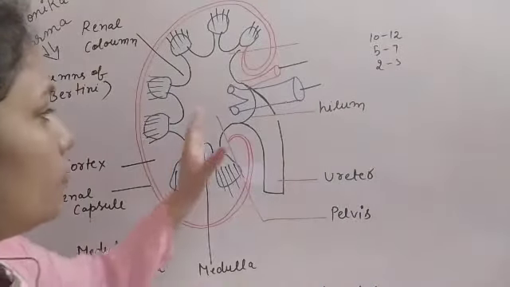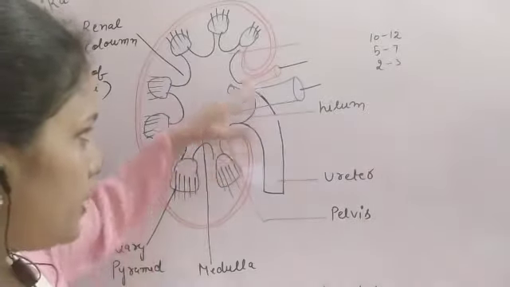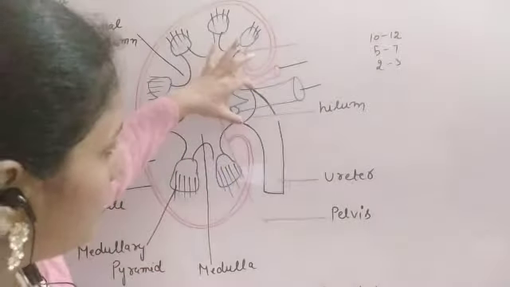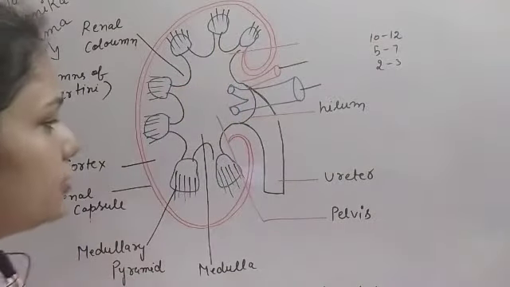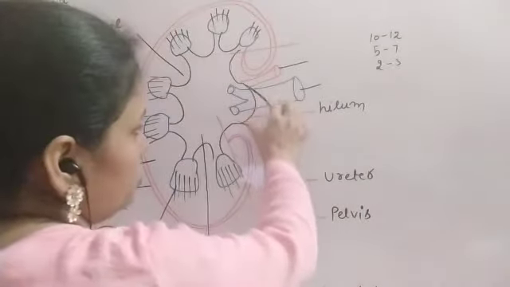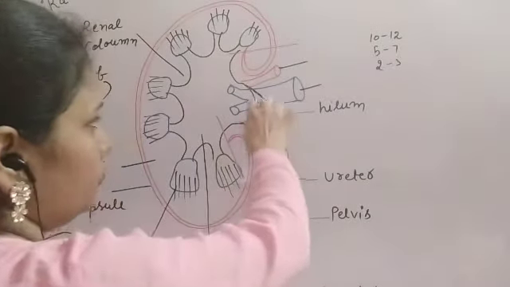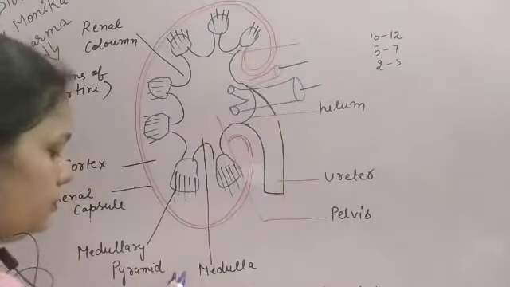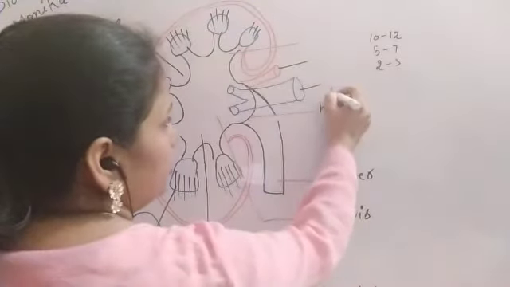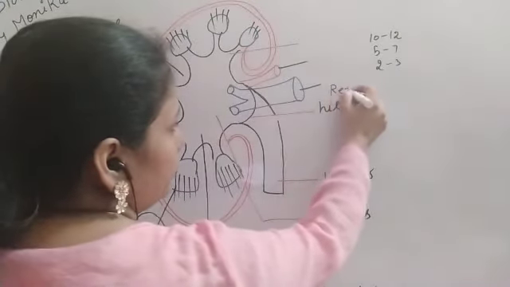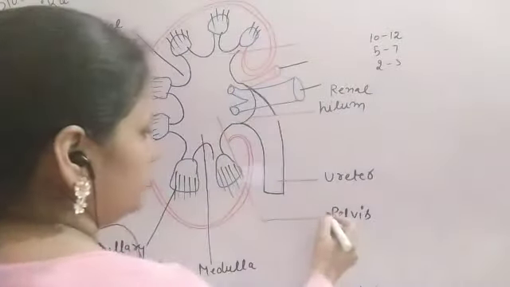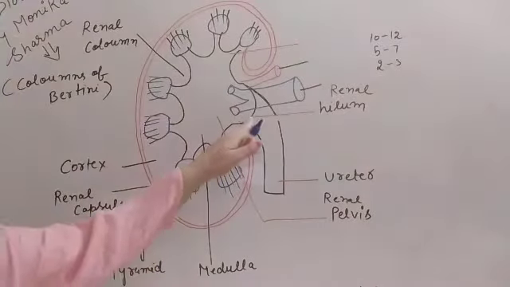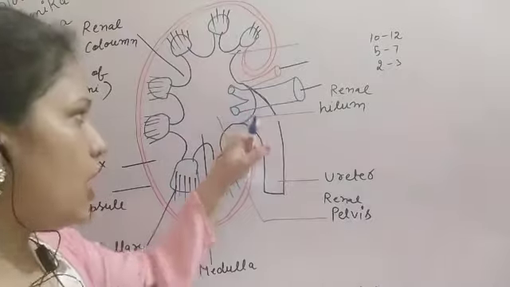Next, the kidney on the inner surface has a concave side, and that concave side has a notch. That notch is known as the hilum. Through this hilum the blood vessels, the ureter and the nerves are all entering. So here also we can write the renal word, renal hilum. Like here this pelvis is there, so renal pelvis. So hilum is here, and from the hilum the ureter.